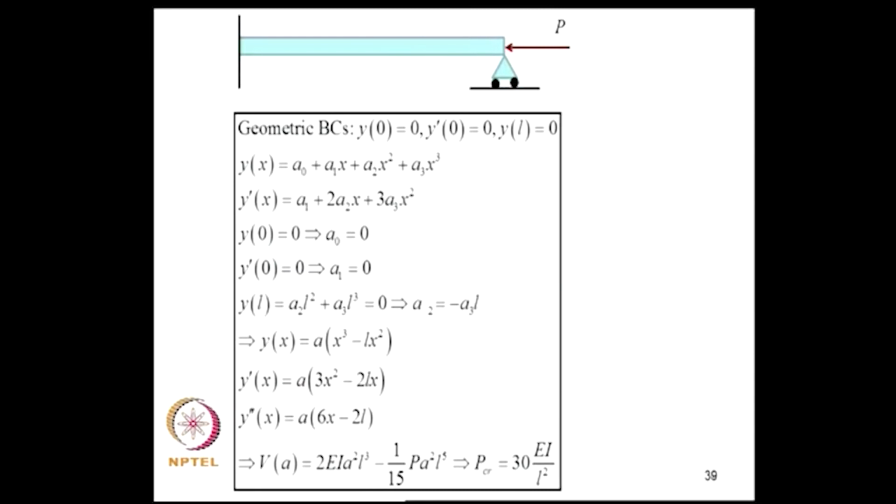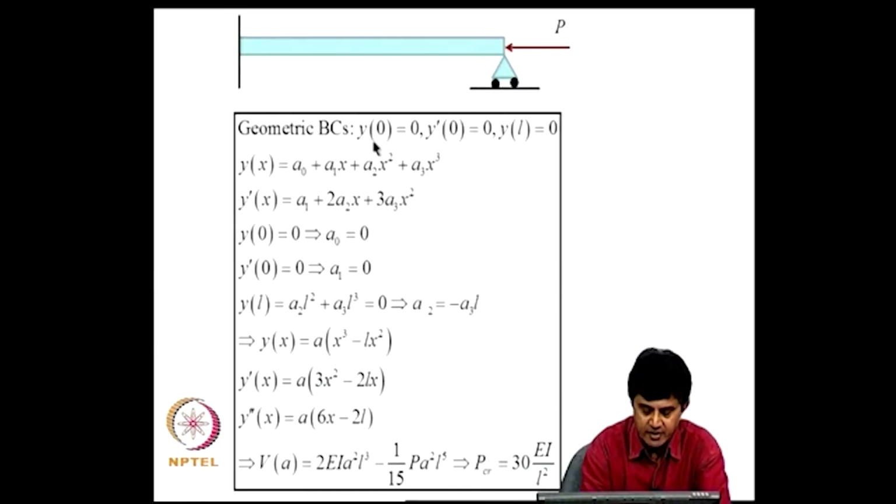Now, we will consider one more example. We will consider two alternative trial functions, one in which the geometric boundary conditions are satisfied and another one in which the force boundary condition is also satisfied. So, let us consider this propped cantilever carrying this axial load P. The geometric boundary conditions are y of 0 is 0, y prime of 0 is 0, and y of L is 0. So, I will now select a trial function which satisfies these three conditions.